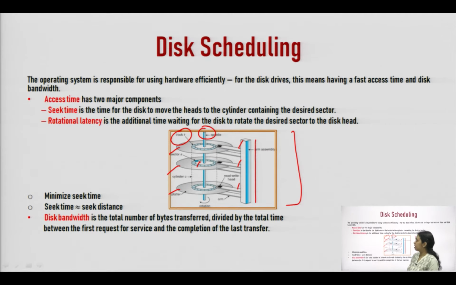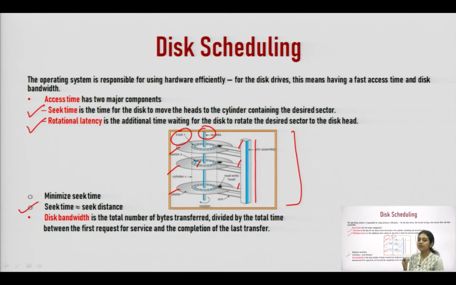Now let us come back to our disk scheduling, where we have our access time that is divided into two major components. The first one is the seek time and the second is the rotational latency. Now, what is seek time? Seek time is the time required for the read write head to move to the desired cylinder. The time it takes to move the head to a particular cylinder is called seek time, and it is directly proportional to seek distance. We will always like to minimize the seek time, because this is just an overhead. We would always like to minimize the head movement. So, our aim is to minimize the seek time.